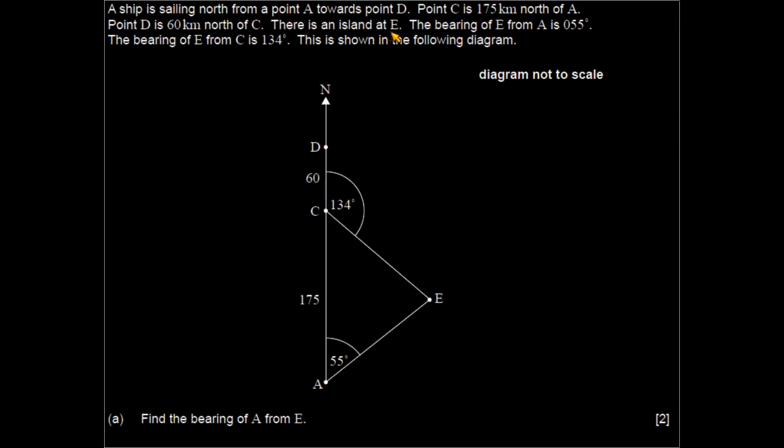There's an island at E. The bearing of E from A is 55 degrees. So to get to E from A is 55 degrees marked here. And then the bearing of E from C, so to go from C to E, we have a bearing here of 134. This is shown in the diagram.